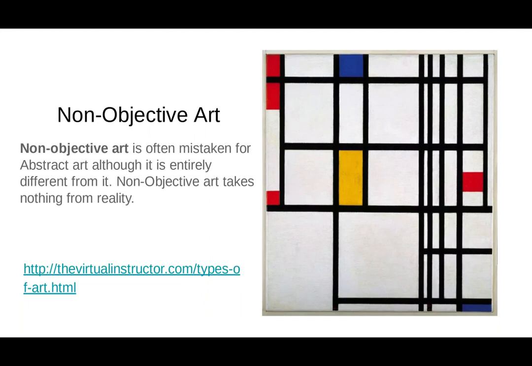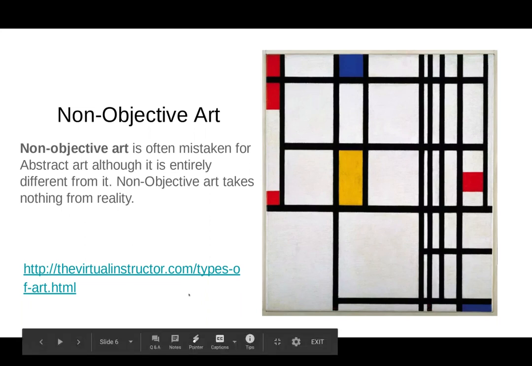So it doesn't look like something that's human or nature. It just looks like shapes or colors or lines on the page. So that's what we see here. We see something that looks like nothing from our reality. And if you want to learn a little more, feel free to click on this link.